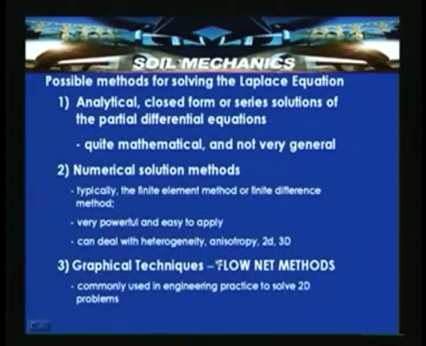So, for the solutions of this equation of continuity, we have analytical and closed form solutions, basically quite mathematical and not very general. Then numerical solutions are typically based on the finite element method or finite difference method, very powerful and easy to apply, and can deal with heterogeneity. But the graphical techniques, which are called flow net methods, are widely used for estimating the flow of water through soils in case of two dimensional structures, commonly used in engineering practice to solve two dimensional problems.